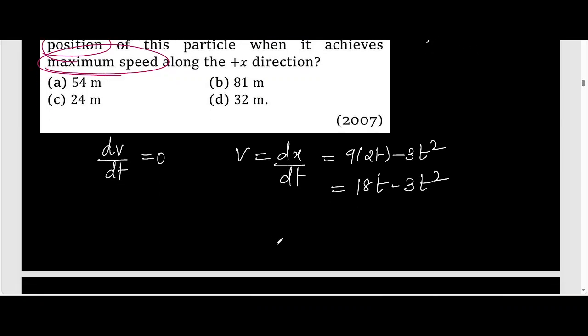What is dv by dt? It's nothing but acceleration only, right? So a is equal to dv by dt. How much will it be? 18 into t differentiation 1, and 3 into t square differentiation 2t.